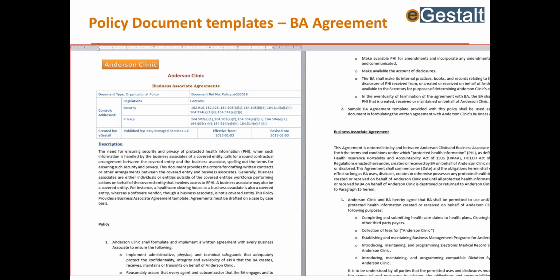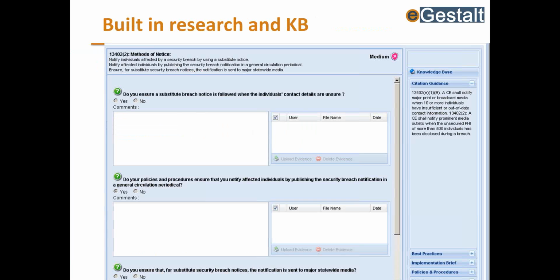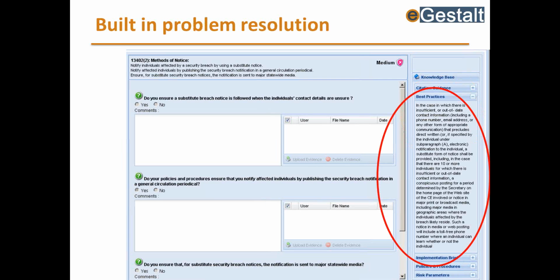The tool provides built-in research in the form of citation guidance, which helps you understand what the requirement is. It has best practices and an implementation brief, which tells you, the end user, whether you're a covered entity or a business associate, how to go about implementing the requirement that's coming from HIPAA HITECH. So best practices tell you what typically is done. Implementation would tell you the few steps that you need to take to implement it.